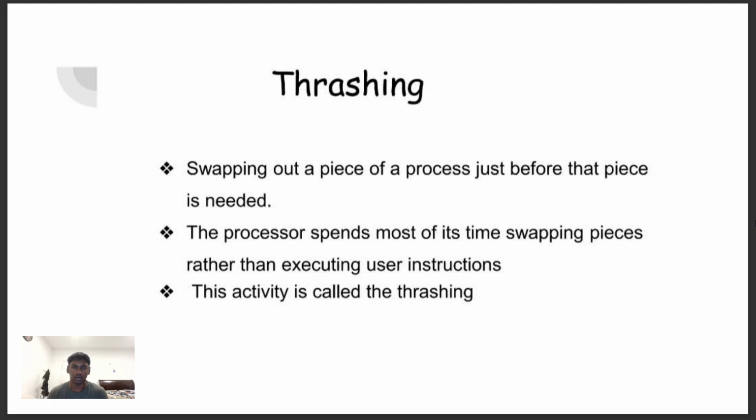Now we are going to start talking about thrashing. Thrashing is essentially swapping out a piece of a process just before that piece is needed. The processor spends most of its time swapping pieces rather than executing the user's instructions. This activity is known as thrashing.